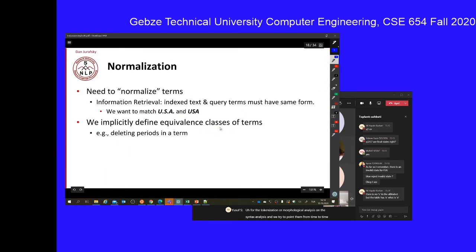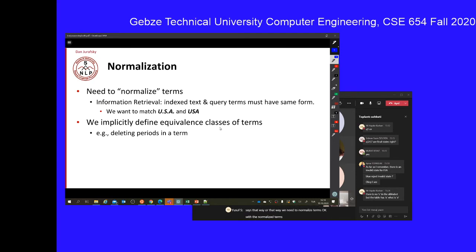Okay, let's look at normalization. Sometimes when we have a text, we like to normalize it. For example, we like to match USA with U.S.A., either written this way or that way. This is important for information retrieval. If somebody asks us what is the population of USA, either say that way or that way. We need the normalized terms.